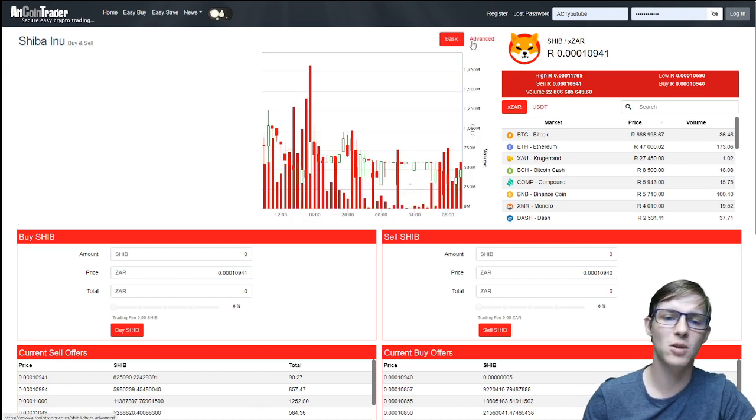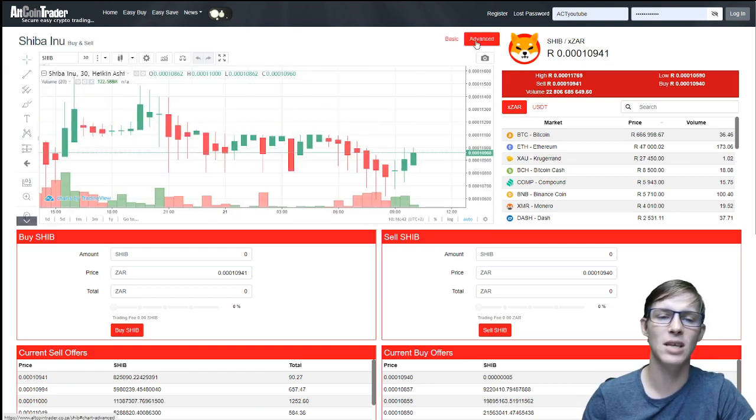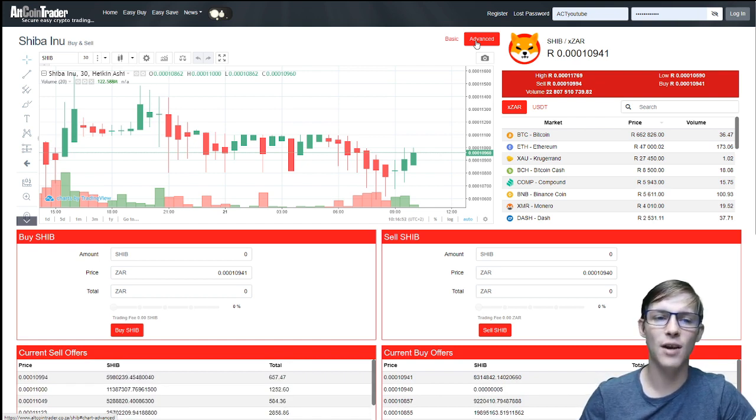There are two types of graphs, the basic and the advanced, and we are going to use the advanced graph for this video. So you would click on the advanced button and a graph such as this will appear. As you can see, a lot of red and green, a lot of numbers, a lot of stuff to deal with. But in this video, we will get into everything. So let's start off with explaining the components of a graph.